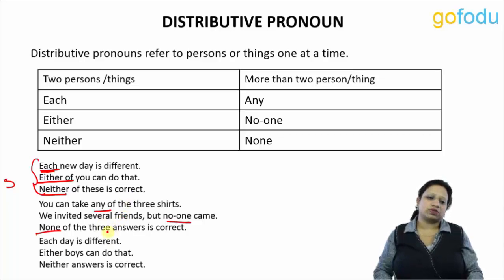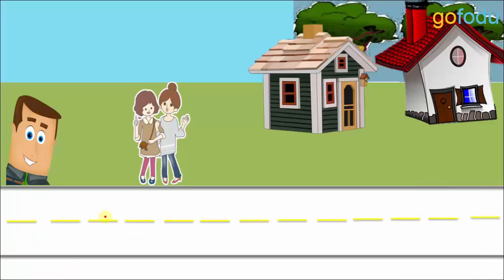Let's check some more examples. Each day is different. Now, over here, each is used with a noun again. So, each over here is not a pronoun, it's an adjective. As we discussed earlier, if a pronoun-looking word is followed by a noun, it becomes an adjective. Either boys can do it. Either over here again becomes an adjective. Neither answer is correct. Over here neither also becomes an adjective. Right. Let's see some more examples.